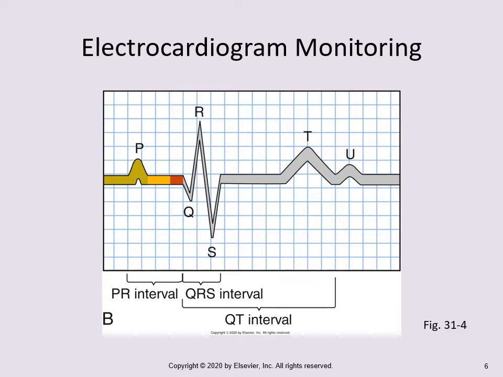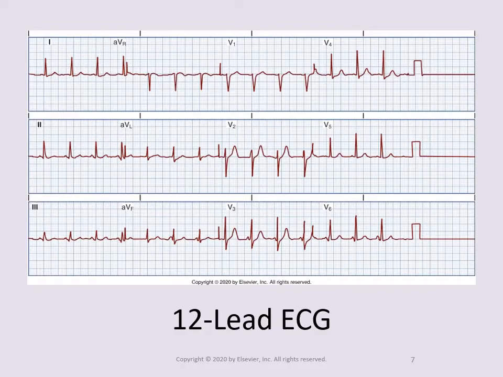The P wave represents depolarization of the atria. QRS complex indicates depolarized ventricles. The U wave, if present, may represent repolarization of the Purkinje fibers, or it may be associated with hypokalemia. The PR, QRS, and QT intervals reflect the time it takes for the impulse to travel from one area of the heart to another. This slide shows you the picture of the 12-lead EKG.